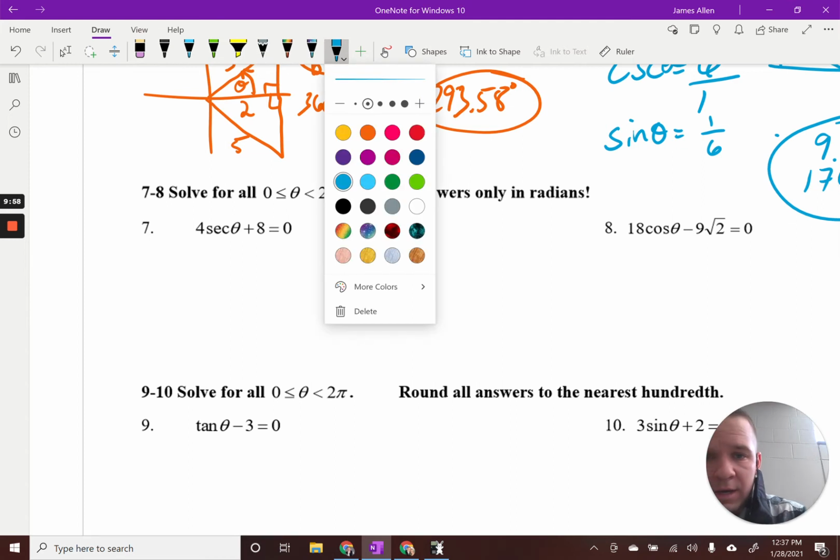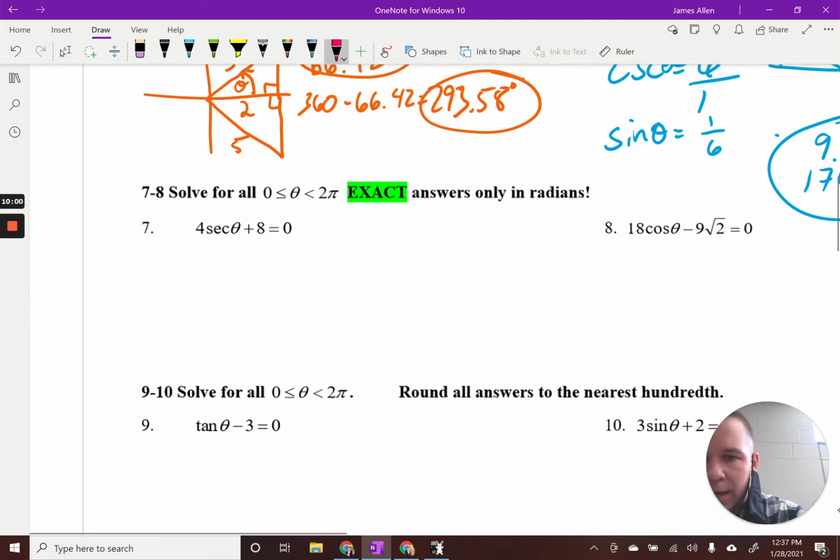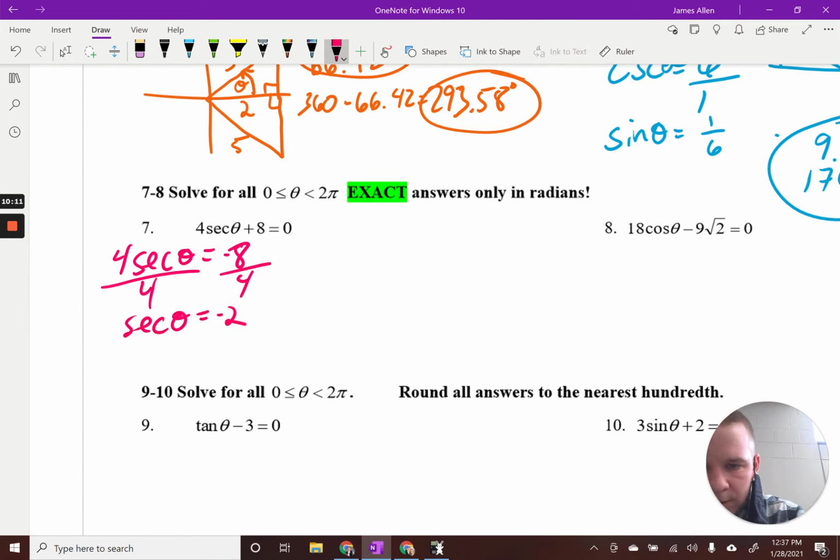I'll switch up some colors here. We're gonna go pink. That's fun. I'll subtract 8. So 4 secant of theta is equal to negative 8. Divide by 4, and I get negative 2. Or the reciprocal of that would be cosine. So I'd have cosine of theta equals negative 1/2. All right, let's position it accordingly.